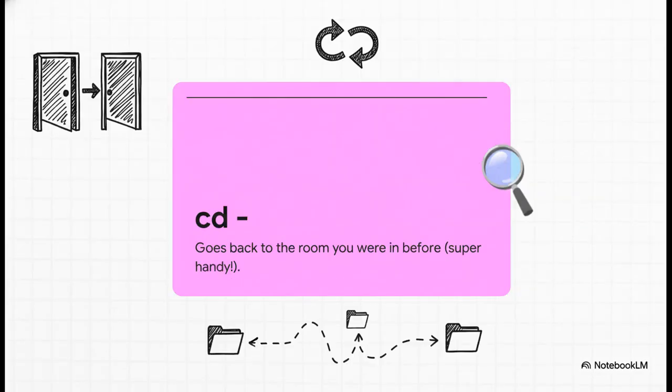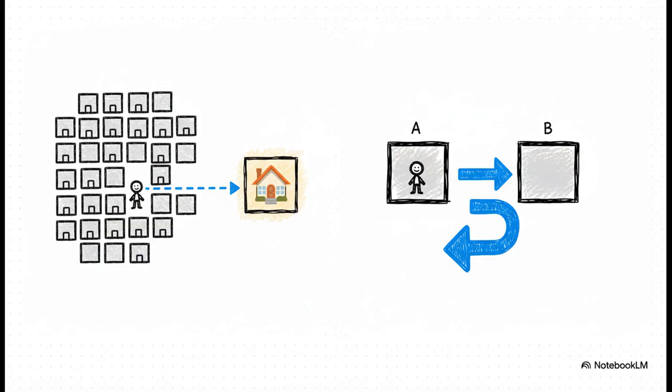And then we have cd -. Now this is different. This is like the back button on your web browser. It doesn't take you to one specific place, it takes you to the last room you were in. This is so useful when you're jumping back and forth between two different spots. So let's just quickly put them side by side. cd ~ is your go home button. It's a fixed destination, it always takes you to the same place. But cd -, that's your go back button. It's a relative destination. It depends entirely on where you were just one step ago. Both are super powerful, but they solve totally different problems.